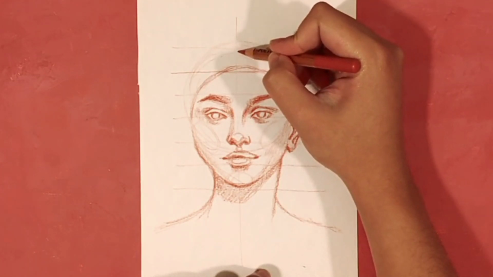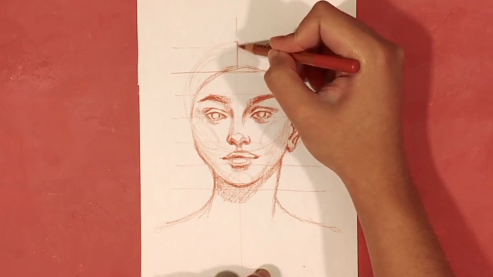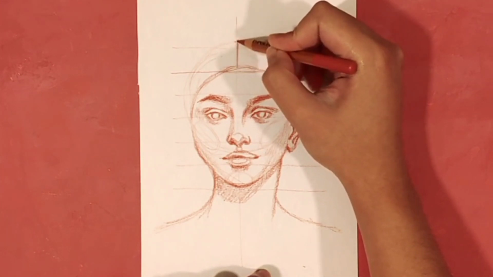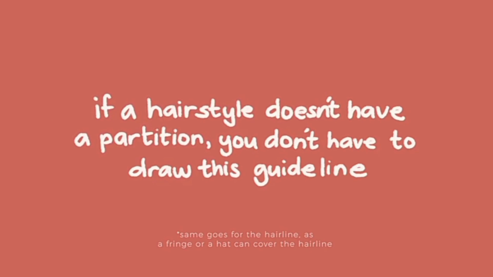For the demonstration, we will have a center part on the hair, therefore the guideline is located on the center of the top of the head. And if you decide that a hairstyle doesn't have a partition, you don't have to draw this guideline.